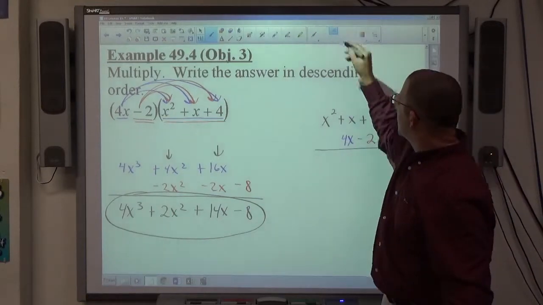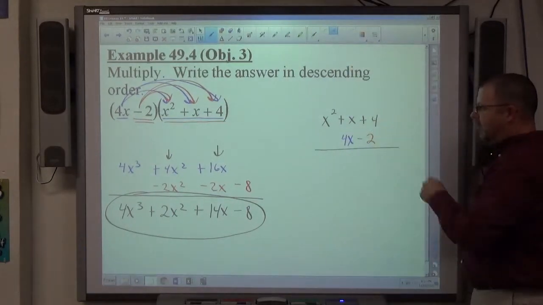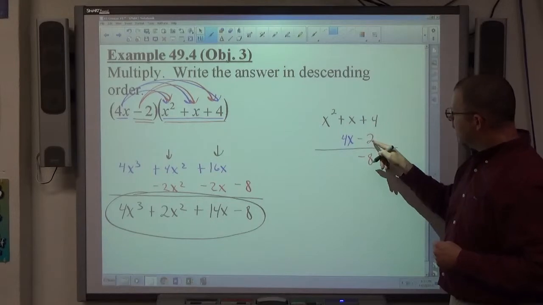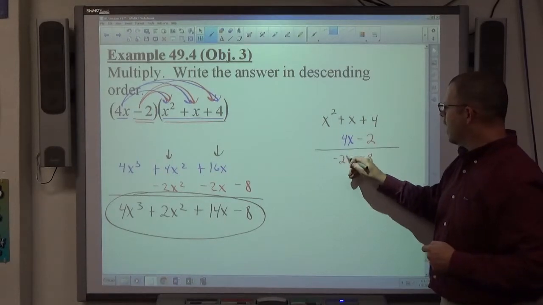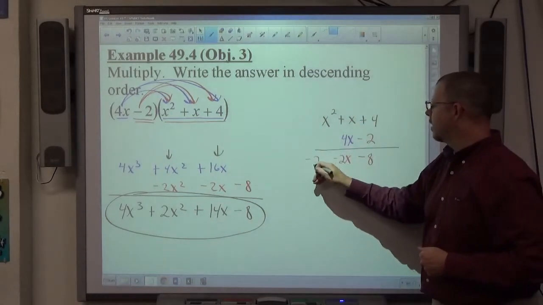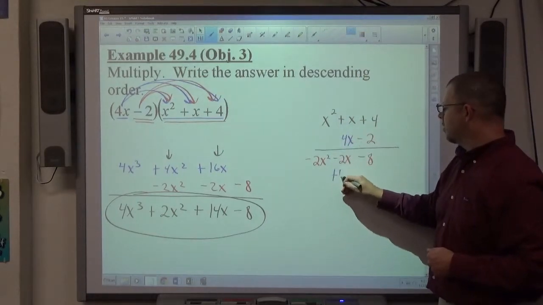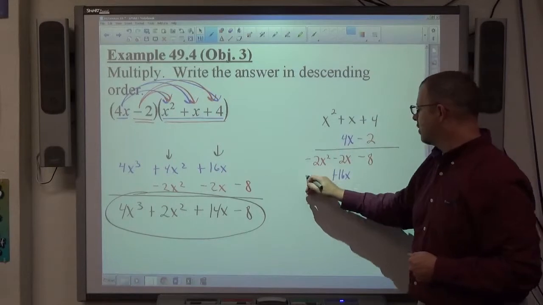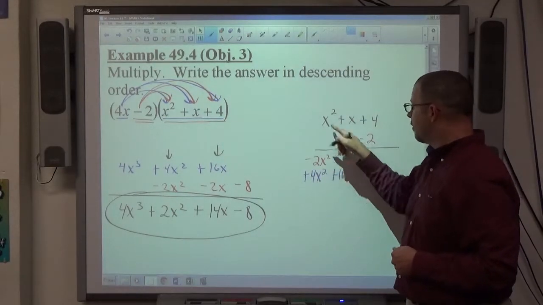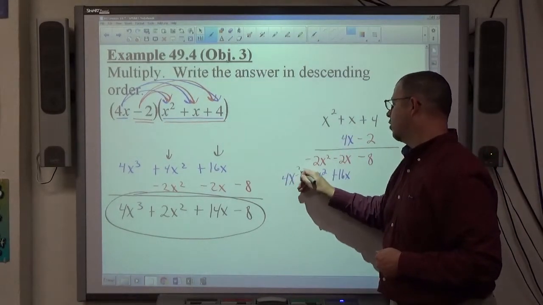Okay? And then if I do the product, negative 2 times negative 4 makes positive 8. Negative 2 times x makes negative 2x. Negative 2 times x squared makes negative 2x squared. Then 4x times everything. 4x times 4 makes positive 16x. 4x times x makes positive 4x squared. 4x times x squared makes positive 4x cubed.